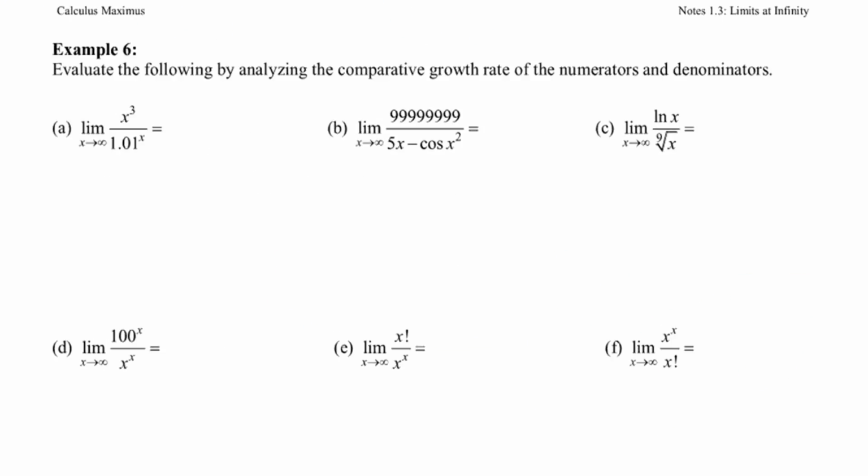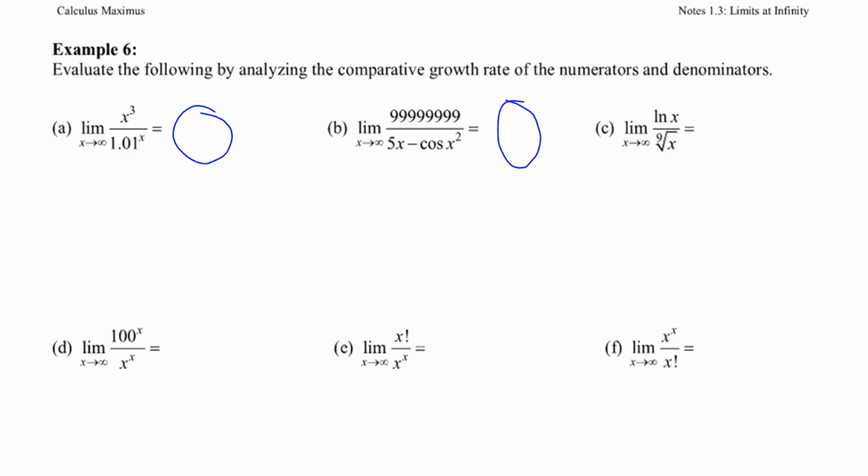So for example, we have an exponential function in the denominator, and we have a polynomial function in the numerator. So the exponential, even though it's only 1.01, is still going to grow faster than the polynomial, so 0. The bottom has a bigger growth rate than the top. Part B, the top is constant. The bottom, even though we have a cosine in there, we have that constant 5x, so the bottom is going to grow faster because the top isn't growing. 0.